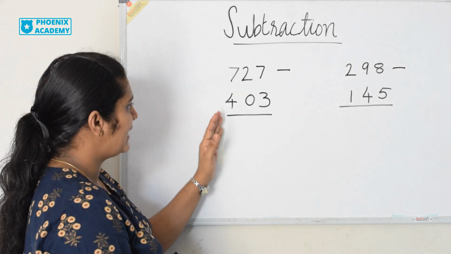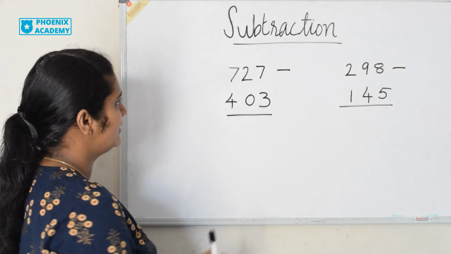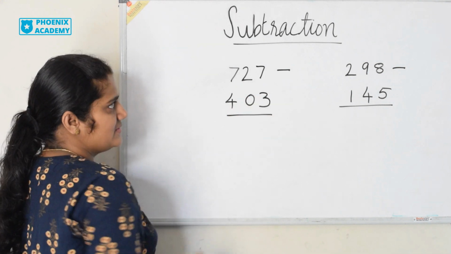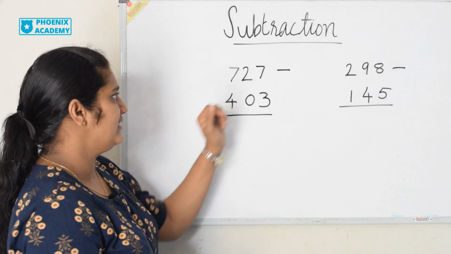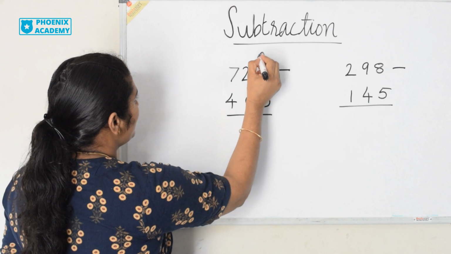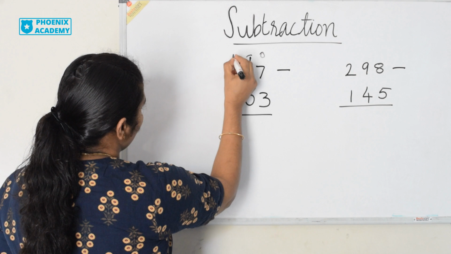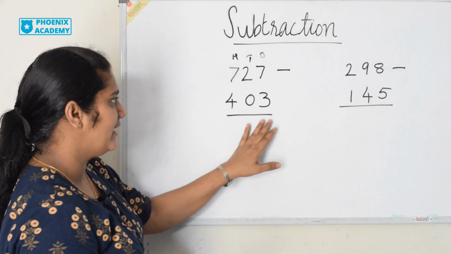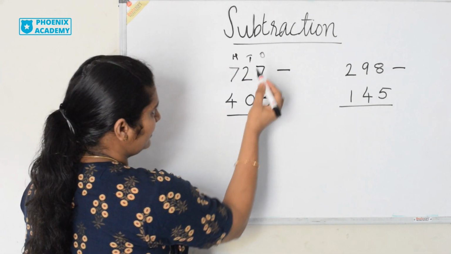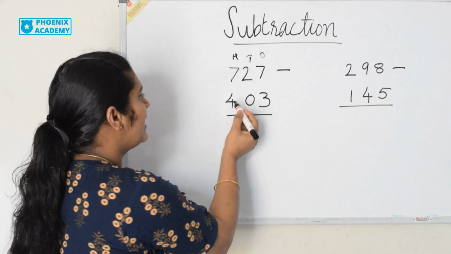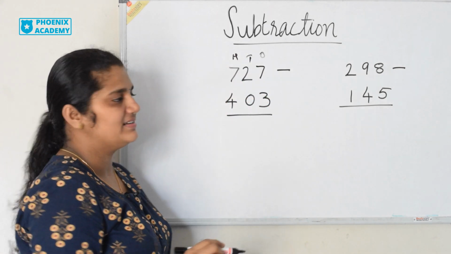727 minus 403. 727 is 7 ones, 2 tens and 7 hundreds. 403 is 3 ones, 0 tens and 4 hundreds.